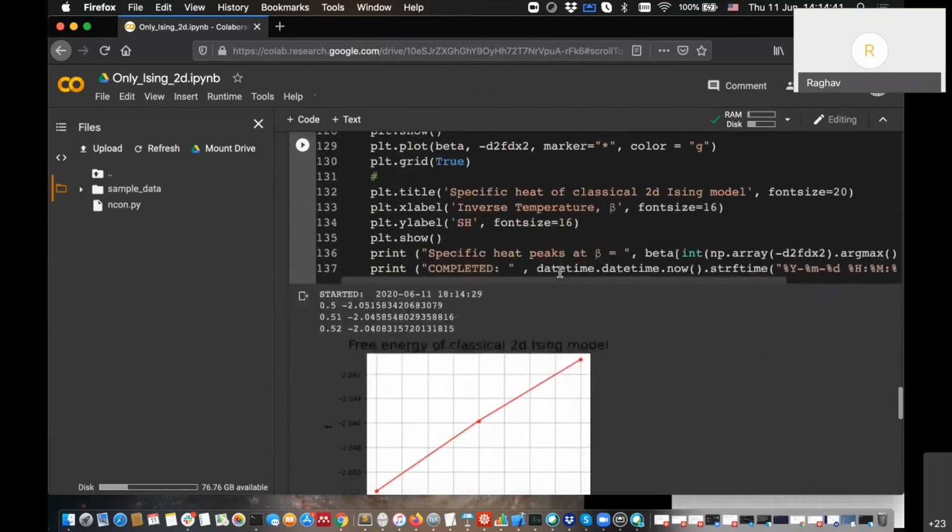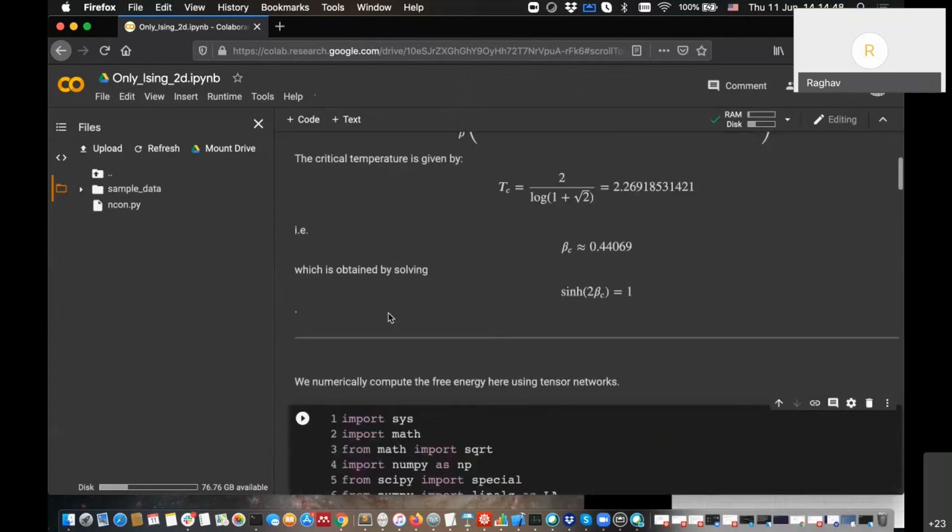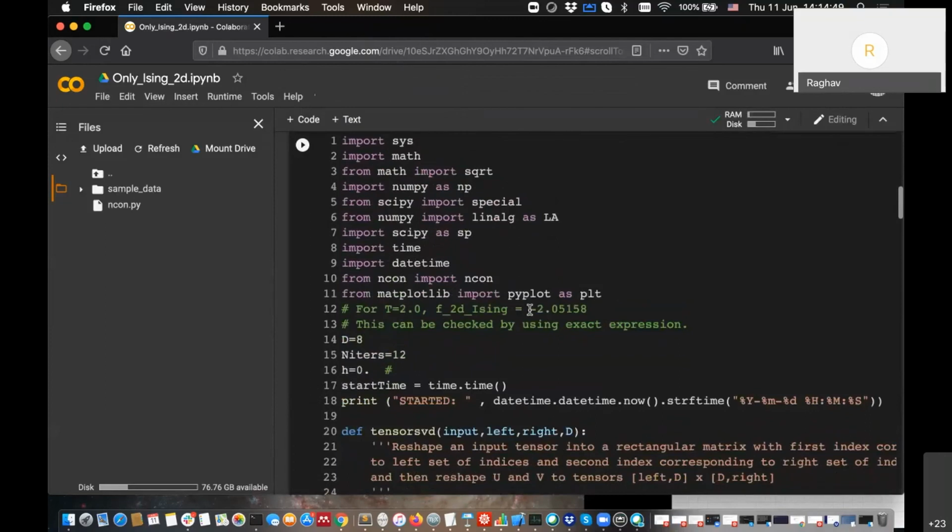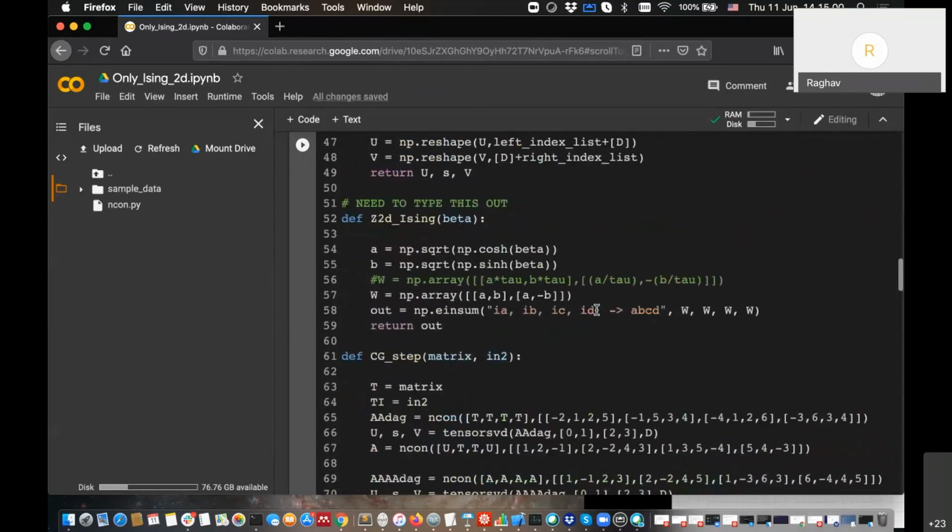Okay, so for 0.5, what do I get for free energy? I get 2 minus 2.05158. What was the exact value? The exact value was minus 2.05158, right? So we have reproduced Onsager's result for this t equal to 2 using tensor networks, as you can clearly see, right?